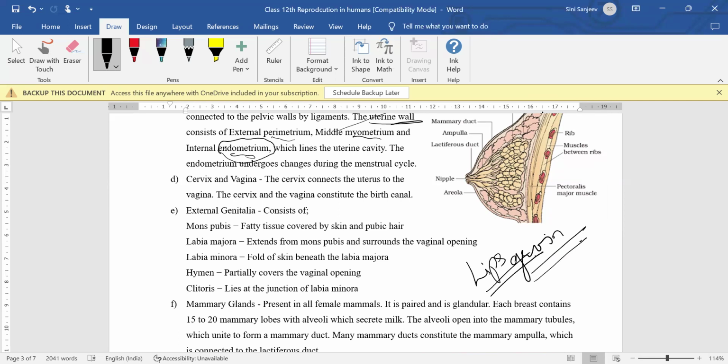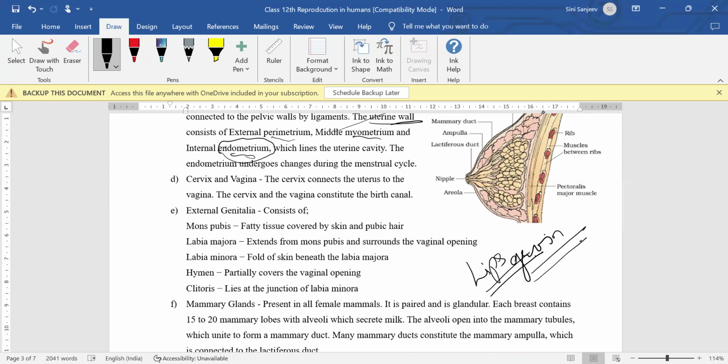Okay, then you have the hymen. Now this hymen is a small structure present in the vaginal opening, and near to that the clitoris also is present. So these are certain external genitalia, which are very important during the reproduction process.